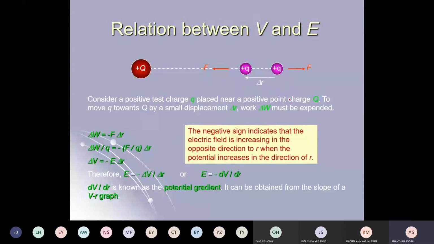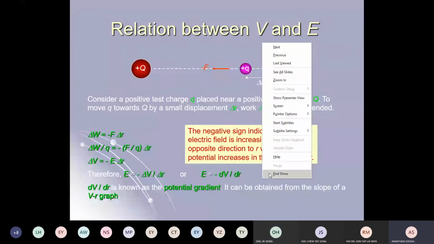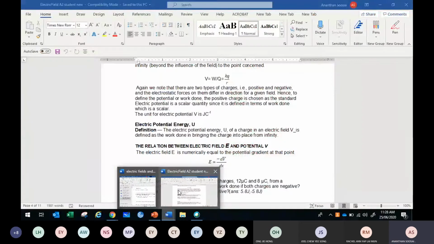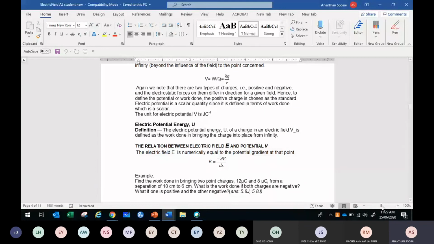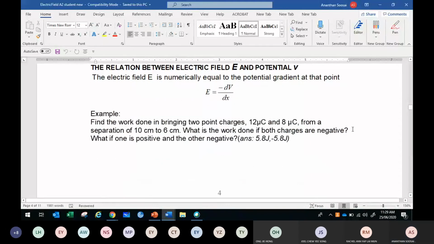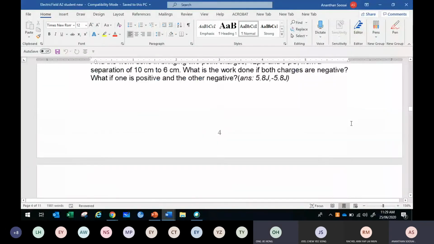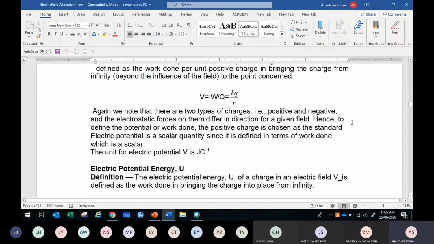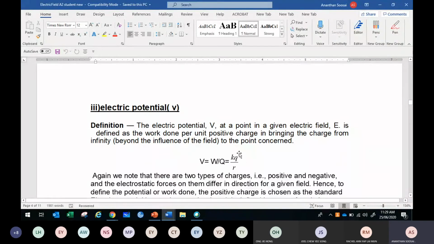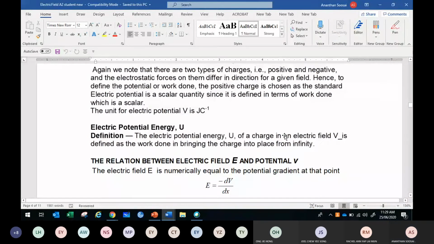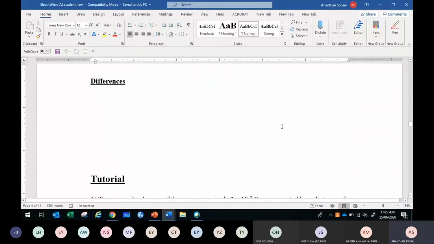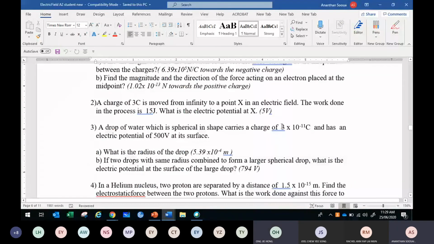Okay, before we go to this slide, let's strengthen the idea. We need to do some questions to reinforce this idea. Okay, we go to some questions. So this is the Word file again. We learned that electric potential is KQ over R. Okay, this we skip. We go to these questions.